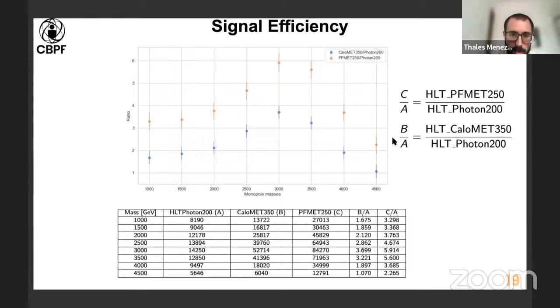And for the mass points in the middle, 2.5 all the way to 3.5, we can see that we have almost 5 times or even 6 times more events when we apply this particle flow match trigger in comparison with the application of the single photon trigger. So this is quite promising, in the sense that we indeed have a higher amount of events to work with and to develop the analysis, in the idea of overcoming the limitation of events that we had previously.